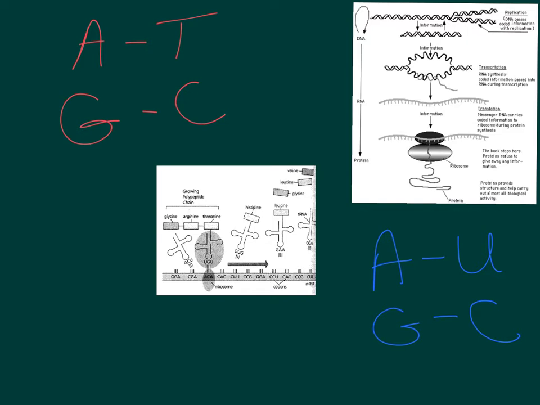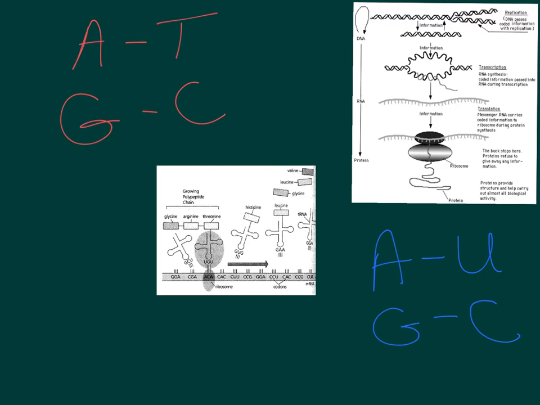Now, could we develop a chart that would have the anticodons on it instead of the codons? Yes. But that's not what's done. We use the codon, the triplet code on the mRNA, and that tells us what amino acid it's calling for.